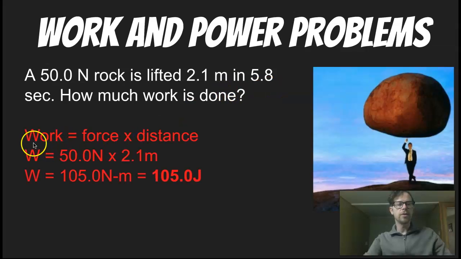So here's how you do it. Work is force times distance. 50 newtons times the 2.1 meters. That's 105 newton meters, and a newton meter is the same thing as a joule. So your final answer is 105 joules.